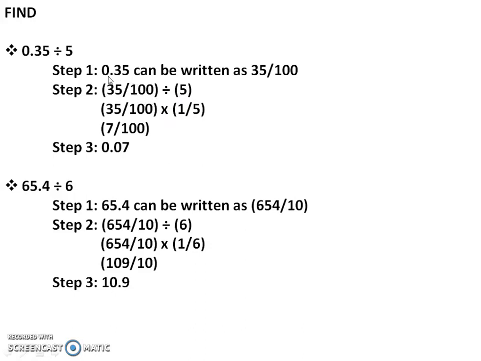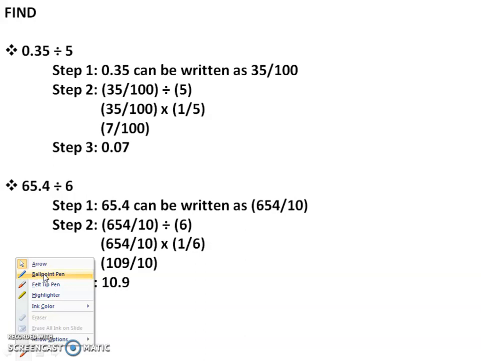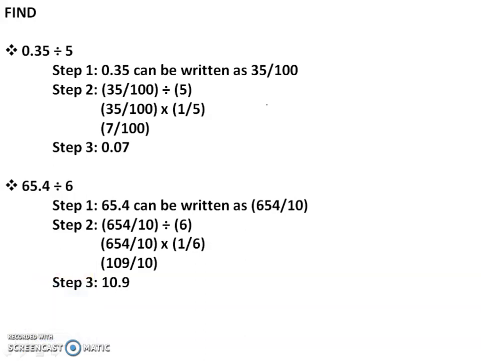Fractional division: the first number as such multiplied by the reciprocal of the second number. So what will you write? 35 by 100 into 1 by 5. That is 35 by 100 into 1 by 5.